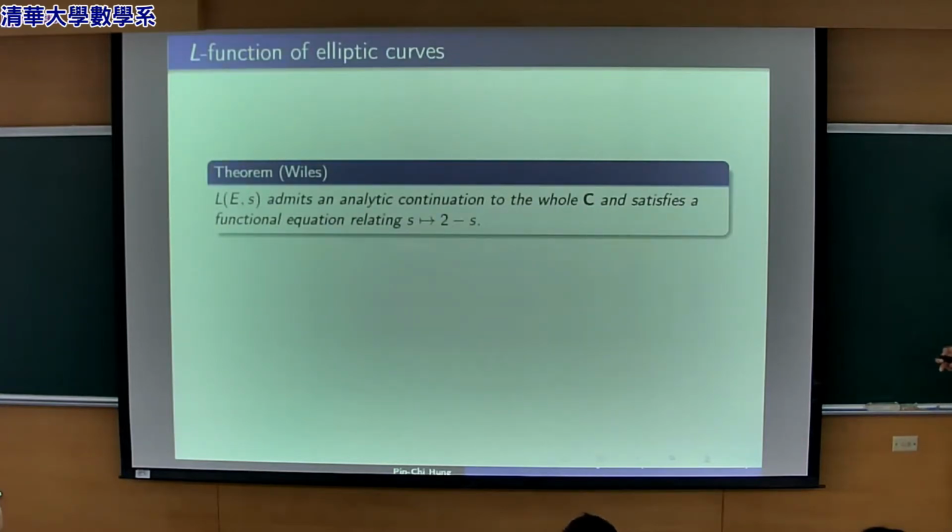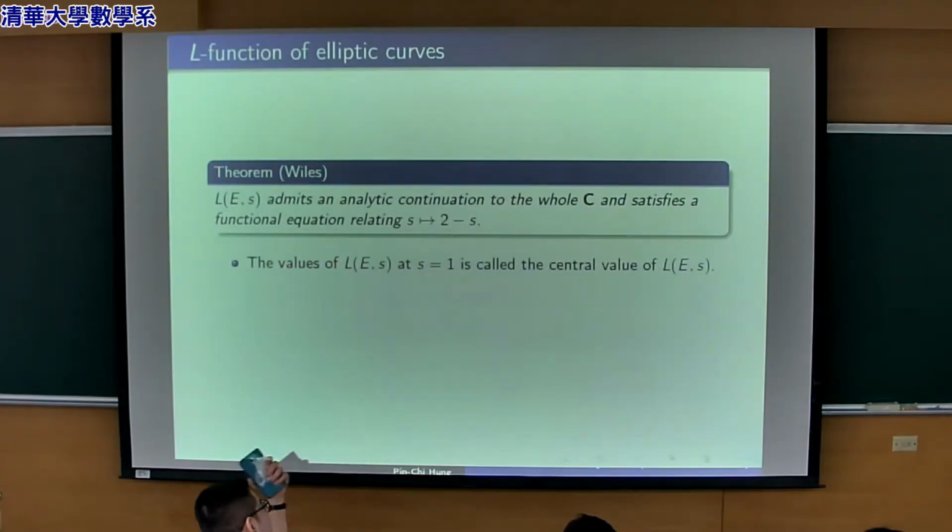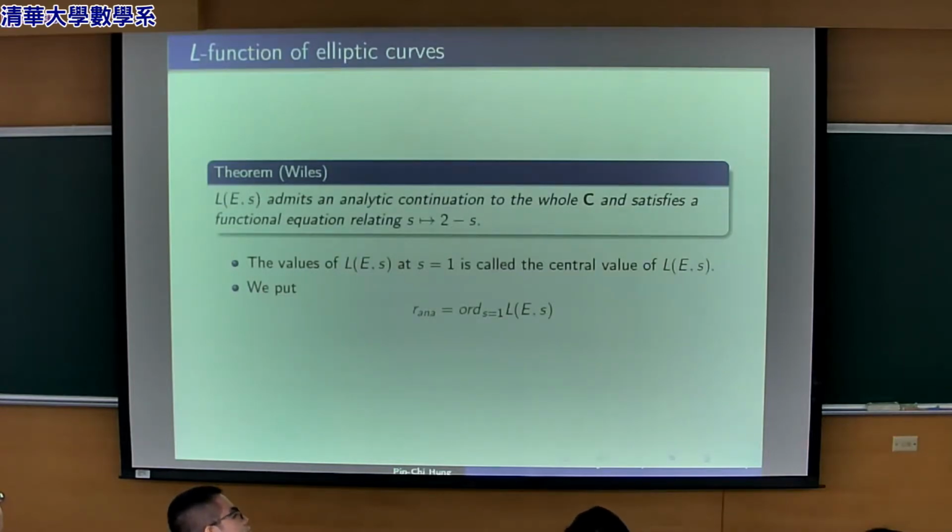When he wanted to prove the famous theorem, remember in the very beginning, the important thing is that he used the L-function. He showed that this function can be analytically continued to the whole complex plane. So this function can be defined at any complex point, especially 1 also. It satisfies some functional equation, s to 2 minus s. So now it can be evaluated at 1, right? Because of the theorem, and this is something we think is meaningful. This value is called the central value. At 1 we want to see whether the evaluation is zero or non-zero, right? And even if it's zero, we can also ask the order of vanishing at that point 1, right?